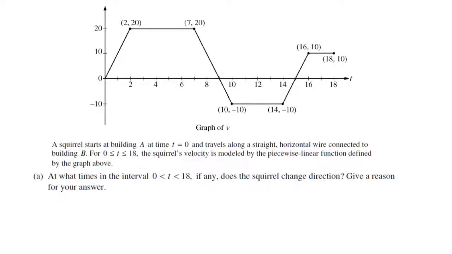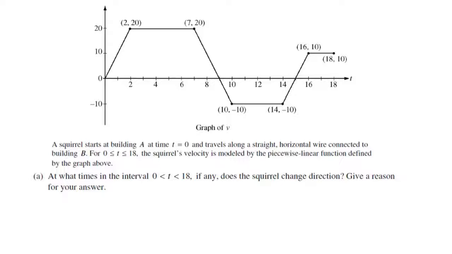In this video, we'll be talking about particle motion and parametrics with particle motion. Okay, for our first question, we were looking at a squirrel that starts at a building. We have time as 0, travels along a straight horizontal wire connected to building B.